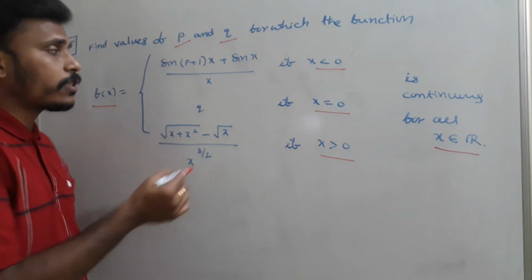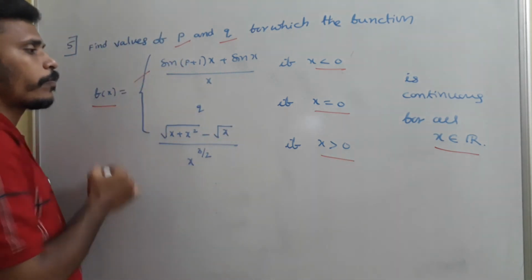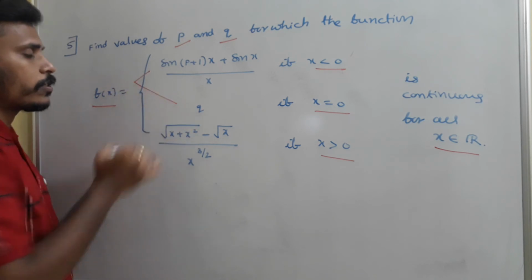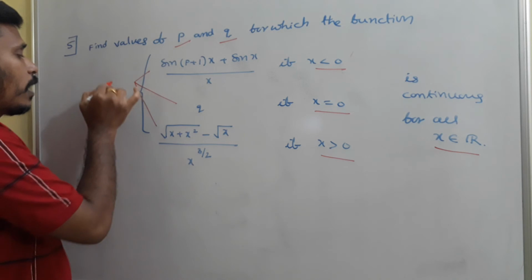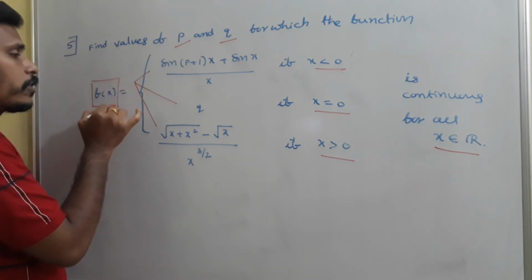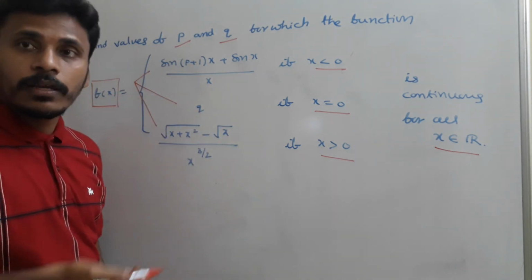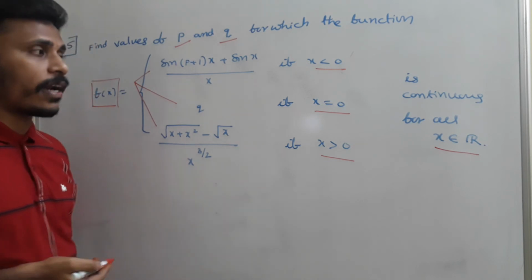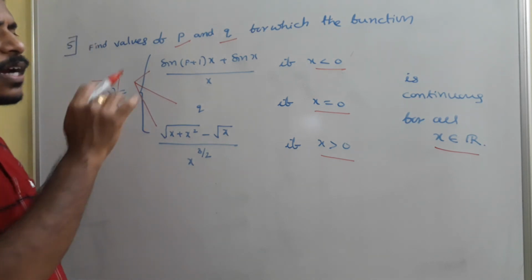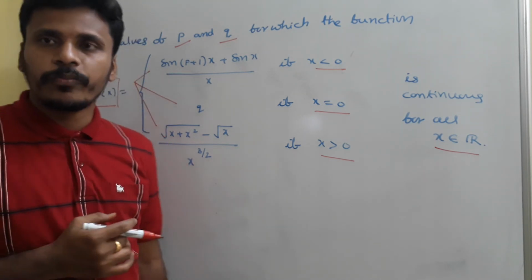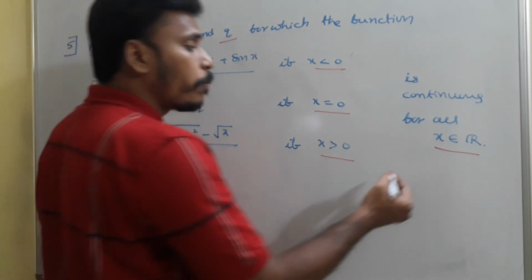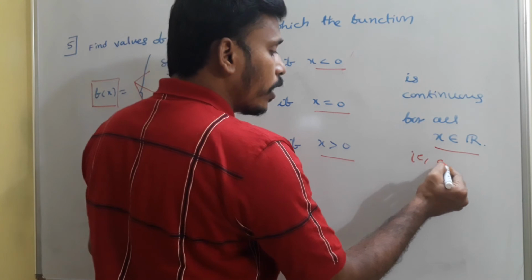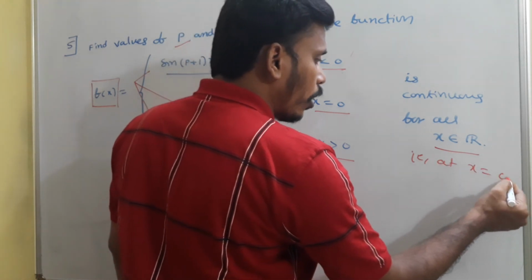So if x less than 0, the definition is different. If x is equal to 0, the definition is different. If x is greater than 0, the definition is different, and this f of x has three definitions depending on x less than 0, equal to 0 and greater than 0. And this is continuous for all x belongs to R. Since it is continuous for all x belongs to R, in particular it is continuous at x is equal to 0 also.